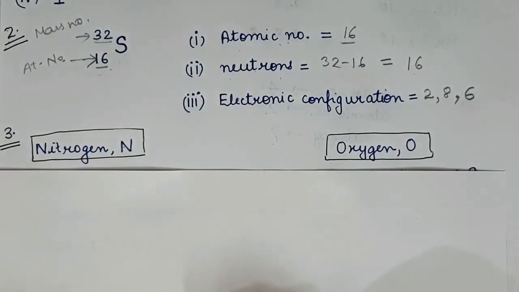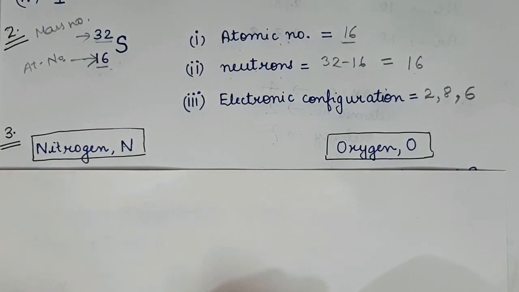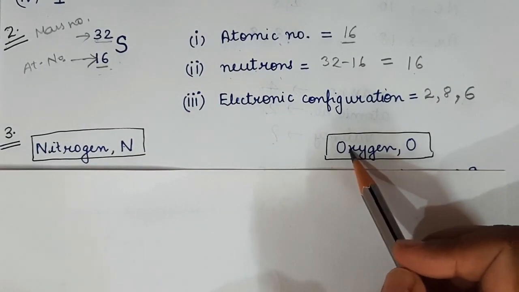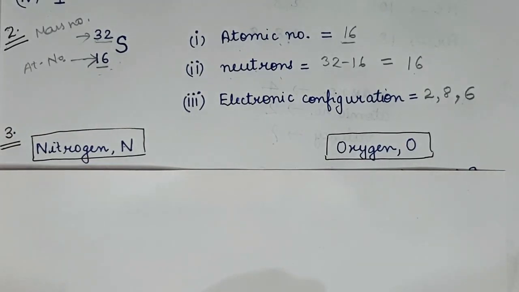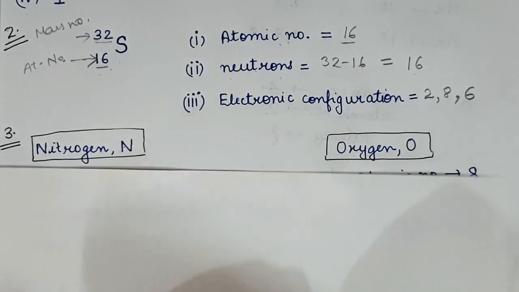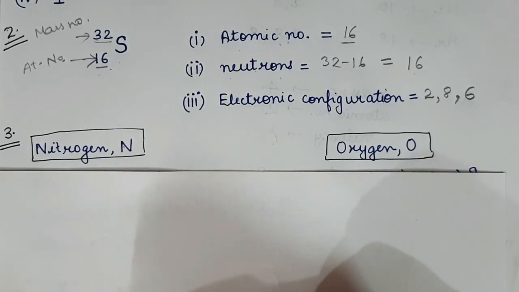Question number 3 is, find out the number of valence electrons present in the valence shell of nitrogen and oxygen atom. Explain it on the basis of electronic configuration. Okay, you have to calculate number of valence electrons. What are valence electrons? Electrons present in the outermost shell. Those are called as valence electrons. So nitrogen is given, oxygen is given. So first of all, write down the atomic number. After writing the atomic number, write down the electronic configuration. And from the electronic configuration, calculate the number of valence electrons.